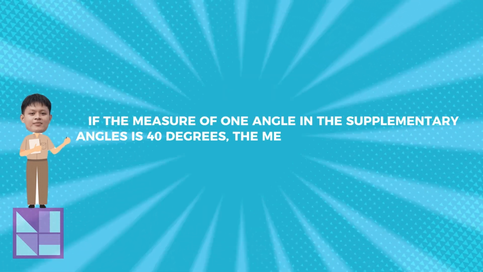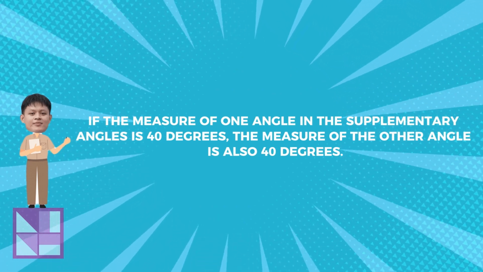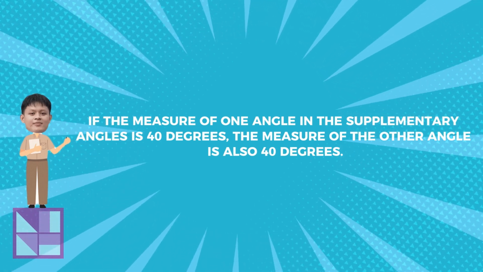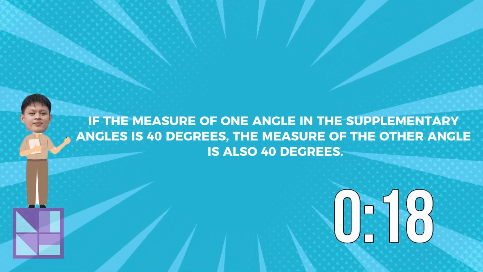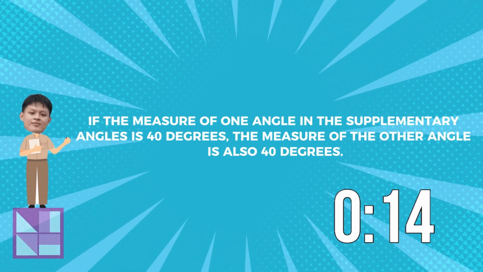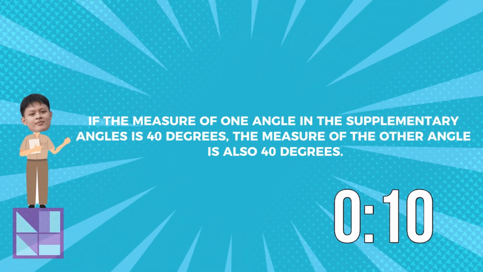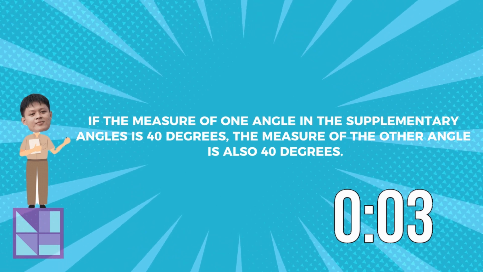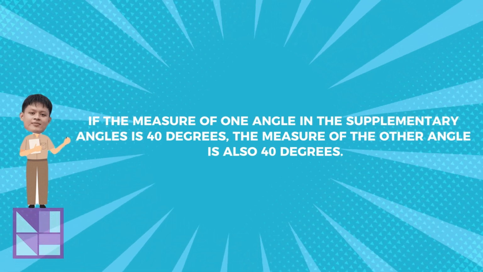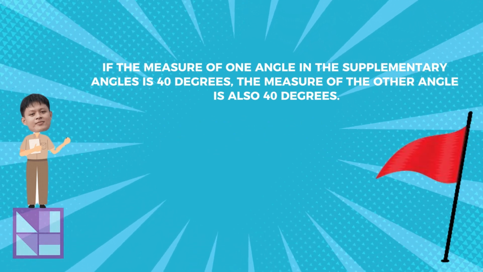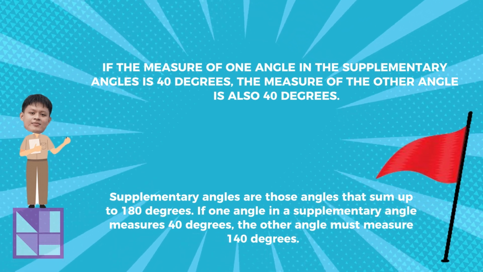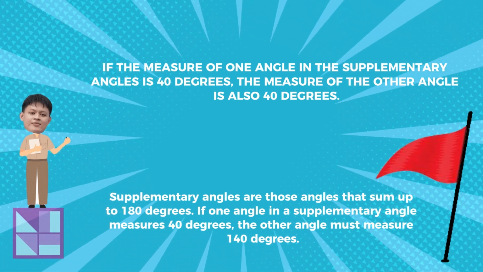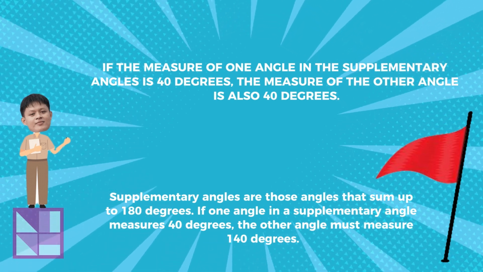Item number 10. If the measure of one angle in the supplementary angles is 40 degrees, the measure of the other angle is also 40 degrees. Green flag or red flag? Time's up. The correct flag is red flag. Supplementary angles are those angles that sum up to 180 degrees. If one angle in a supplementary angle measures 40 degrees, the other one must measure 140 degrees.